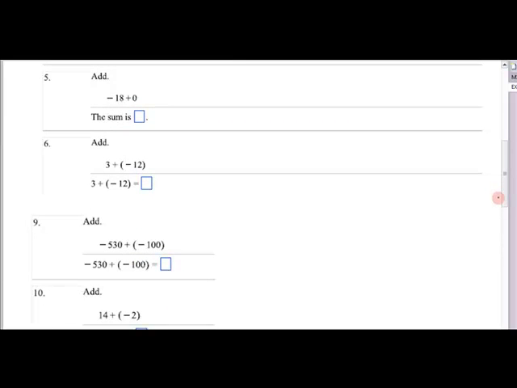-18 plus 0. Well, if you add 0 to anything, you get the original number, so I get -18.